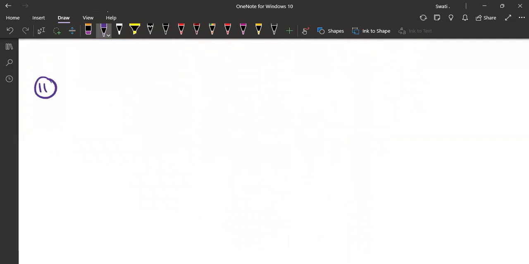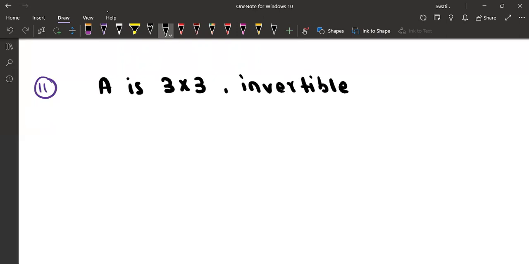So in the 11th question, we have a matrix A, which is a 3 by 3 matrix. Also, one piece of information is given: it is an invertible matrix. What is the meaning of an invertible matrix? Invertible simply means that you can find the determinant, right? So A is a 3 by 3 invertible matrix. Then what will be the value of K?